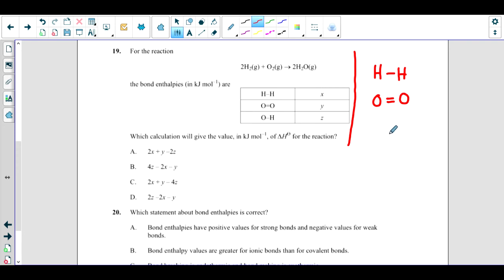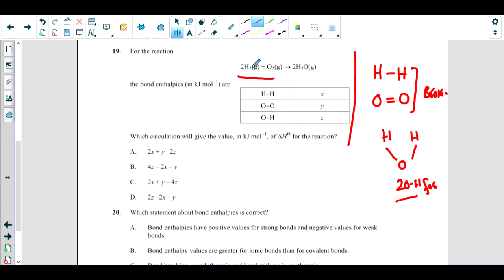H2O is how we draw H2O. We have 2 hydrogens bonded separately with oxygens. So we know the equation, we discussed it before. It's bonds broken minus the bonds formed. So these are the bonds which are broken, and these two OH bonds are the ones which are formed.